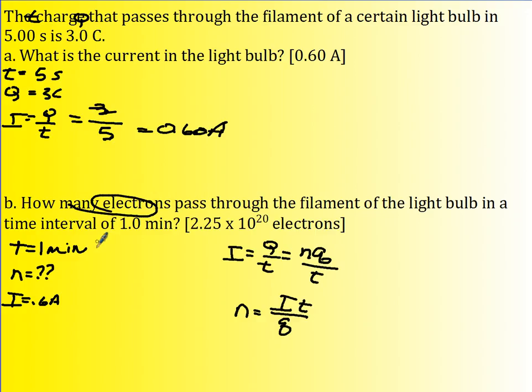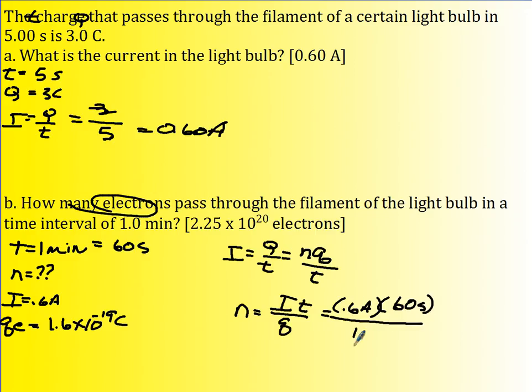All right, now let's change the time to 60 seconds. So I have the time, I have the current, and I know the charge on one electron is 1.6 times 10 to the negative 19 coulombs. So the current is 0.6 amps, the time is 60 seconds, divided by the charge, which is 1.6 times 10 to the negative 19 coulombs. So I get 2.25 times 10 to the 20th electrons.